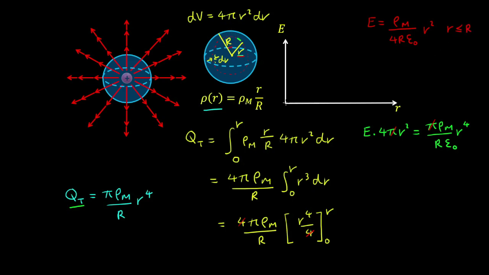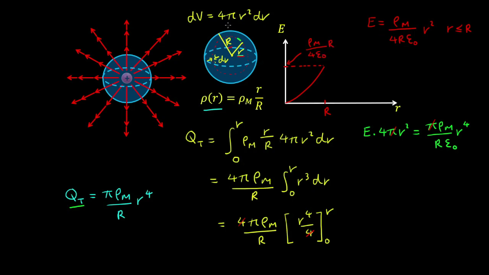So the magnitude of the electric field varies parabolically up to r. So at this point over here, the magnitude of the electric field is rho m on 4 epsilon naught by r.